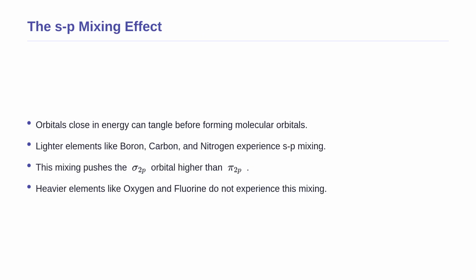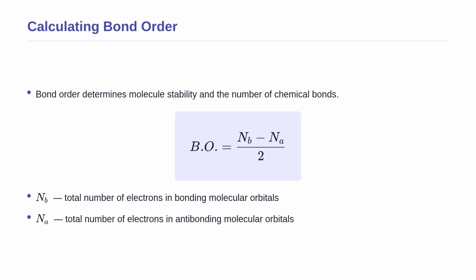Before we look at real molecules, we must understand a special tangling effect called sp mixing. In some lighter atoms, the starting atomic orbitals are so close in energy that they tangle up before they even form molecular orbitals. Imagine pouring red and blue paint too close together. They blend into purple. For lighter elements like boron, carbon and nitrogen, their 2s and 2p orbitals mix, pushing the sigma 2p orbital higher in energy than the pi 2p orbitals. But for heavier elements like oxygen and fluorine, the orbitals are far apart in energy, so they do not mix at all. This brings us to a very important calculation.